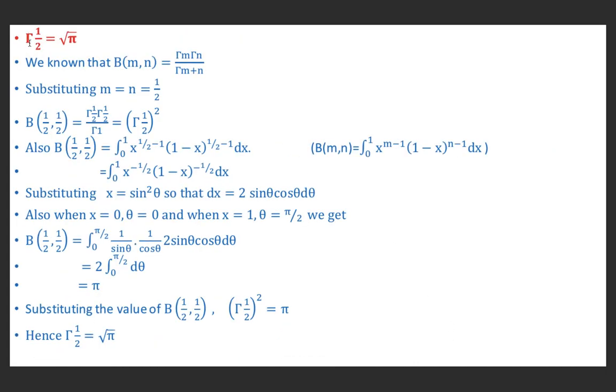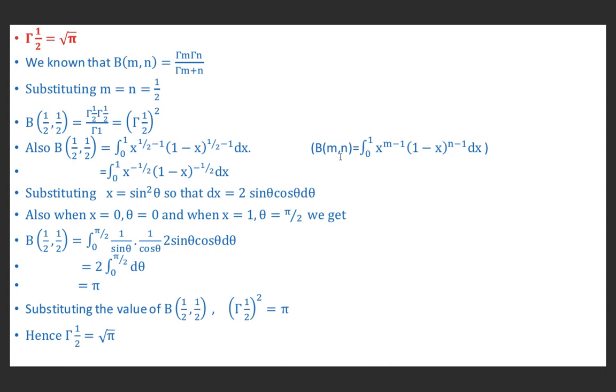Also, we will show that gamma half is equal to under root pi. We know this formula that beta m, n equals gamma m gamma n upon gamma m plus n. If we substitute m equal to half, n equal to half, then we get beta half, half equals gamma half gamma half upon gamma 1. Half plus half is 1, and gamma 1 is 1. So it will be gamma half whole square.